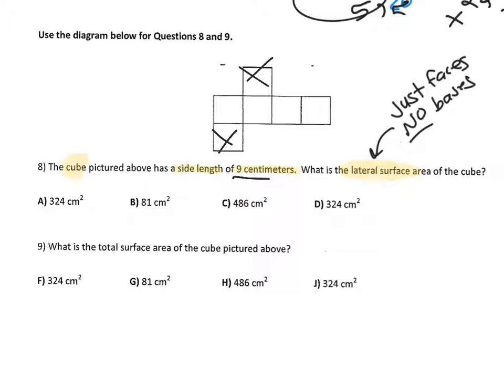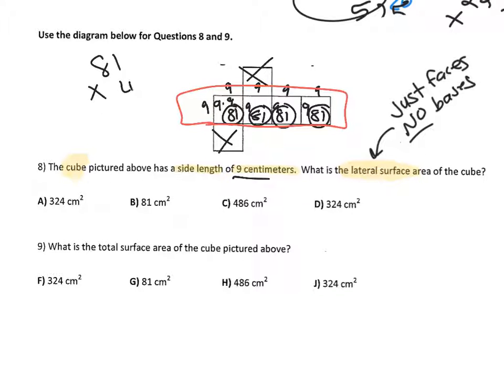Okay, so if every side length is 9, we want to find the area, 81, of each piece. So base times height or length times width. Good. Each one of those would be 81. And since we're just doing lateral, we're just doing these squares here, you can say 81 times 4. 24.